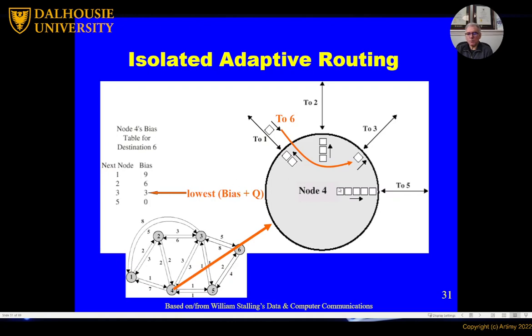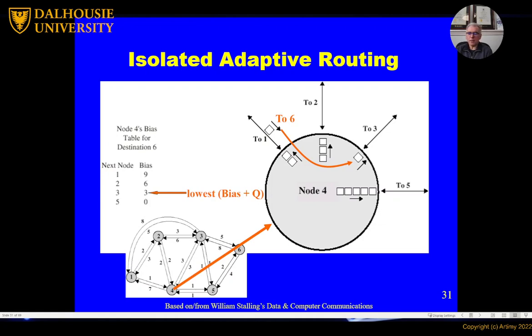Another way to manipulate: let's say I know that yes, there are more packets here waiting for node 5, but actually the link to node 5 has more bandwidth. So I would prefer that, and I'm going to give some bias to this node and other nodes, so I'll influence the decision a little bit. So the bias given by the administrator is bias 9 to node 1, bias 6 to node 2, bias 3 to node 3, and bias 0 to node 5.